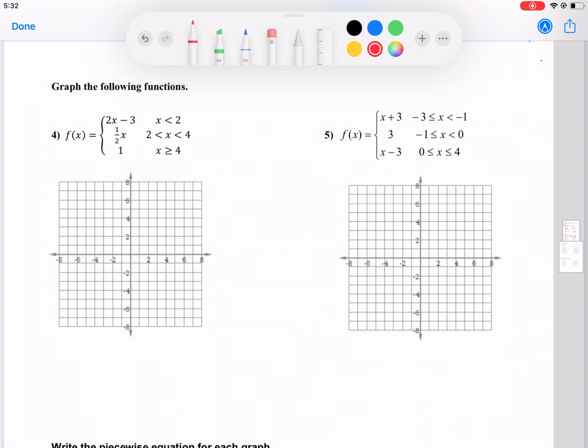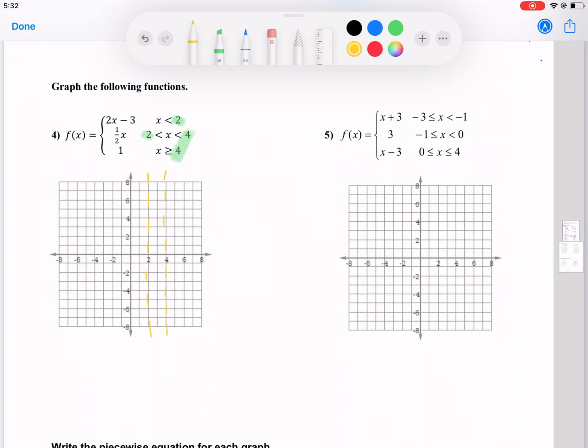Let's go ahead and do a couple more. These ones are a little more complicated because they have 3 parts, so there are more boundaries we're dealing with. Notice there's a 2 shared in both and then a 4 on this one. So I'm going to go ahead and put boundaries at both 2, so right here, and at 4, right here.